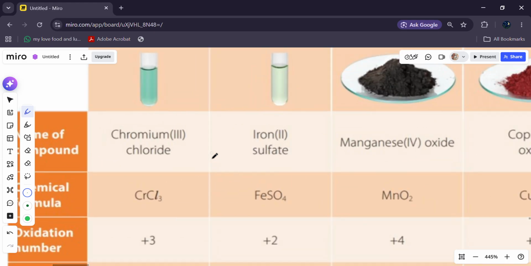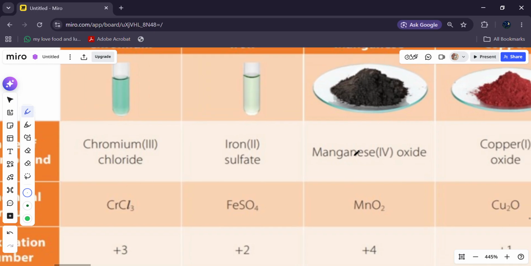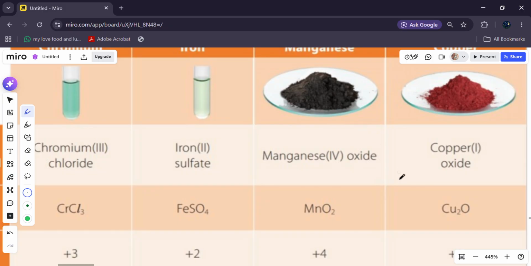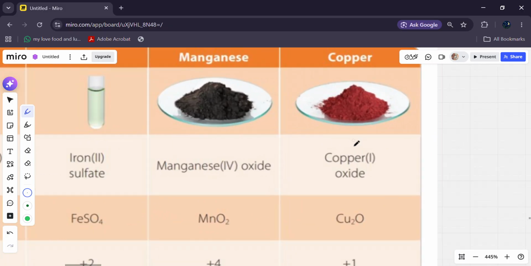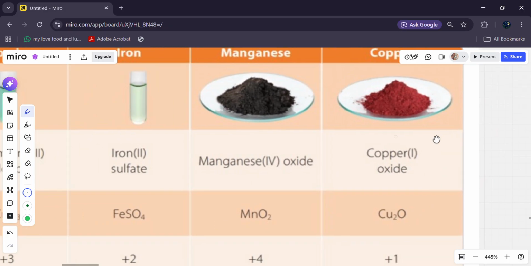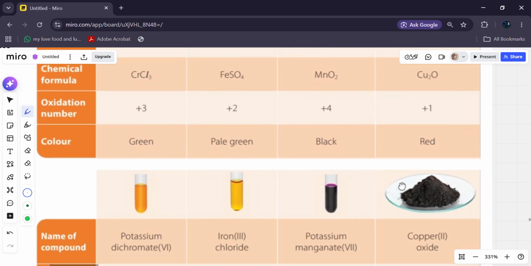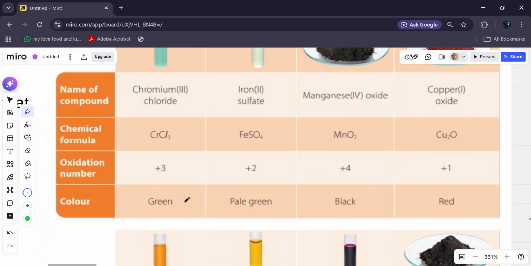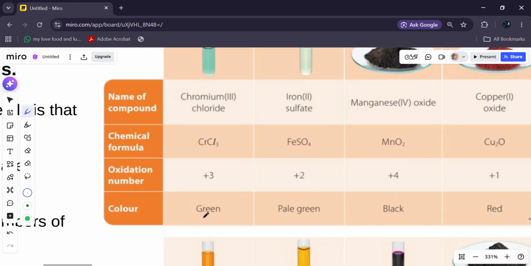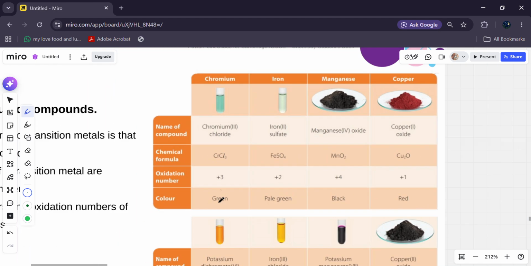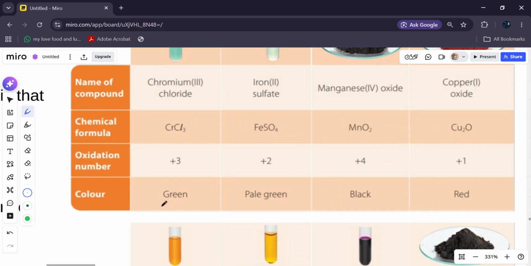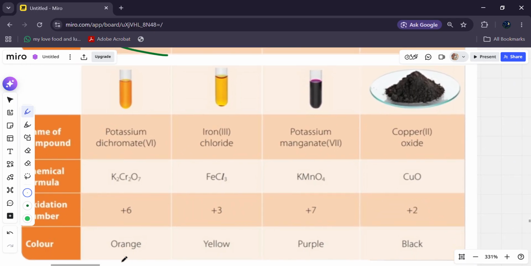Here we have chromium(III) chloride, iron(II) sulfate, manganese(IV) oxide, and copper oxide. Now you see that they form colored compounds. When they react to form a compound, it tends to be colored: green, pale green, black, red, orange, yellow, purple, or even black.